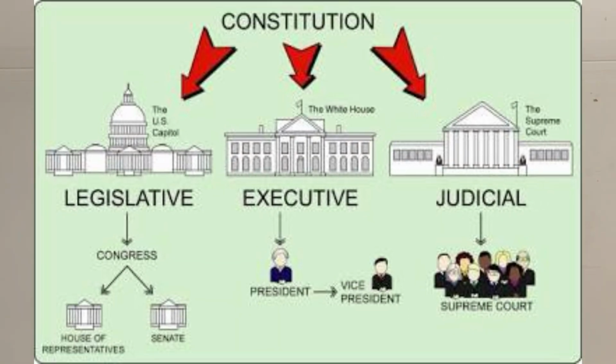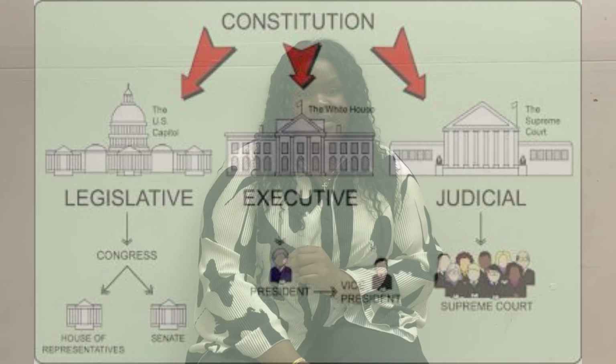So what are checks and balances? First, let's break it down. Checks and balances is a system where each branch of government has the power to limit the actions of the other branches so no one branch gets too powerful. Let's think of it like a group project with 3 people. Let's call them legislative, executive, and judicial. Each has different tasks.